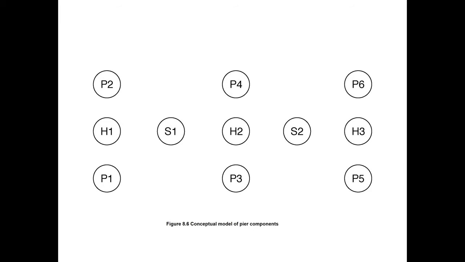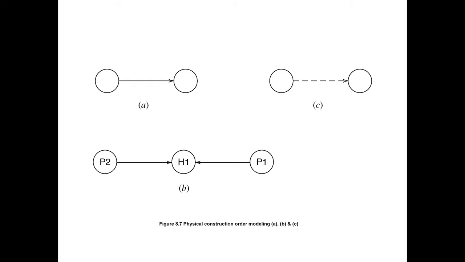So the pier components are shown, that P1, P2, header 1, similarly P3, P4, header 2, and then slab 1. So then next is pier 5, pier 6 and header 3, and then slab 2. So this is a conceptual model of those piers. And with this figure, we will move forward how the sequence should be, like we have to construct, how the sequence will go.